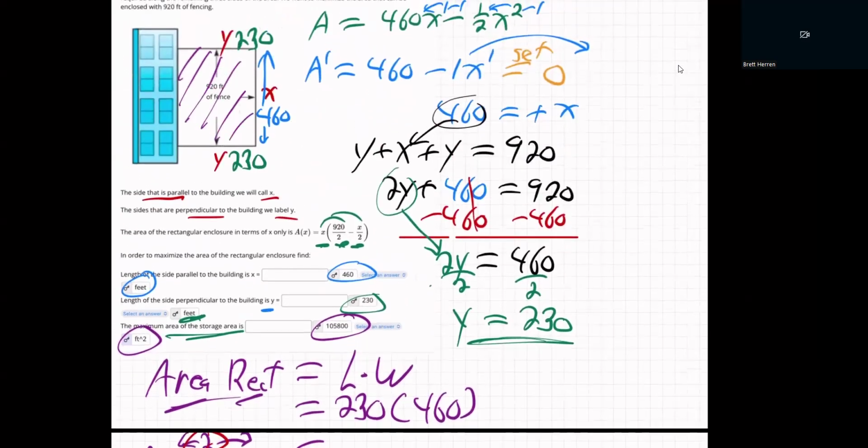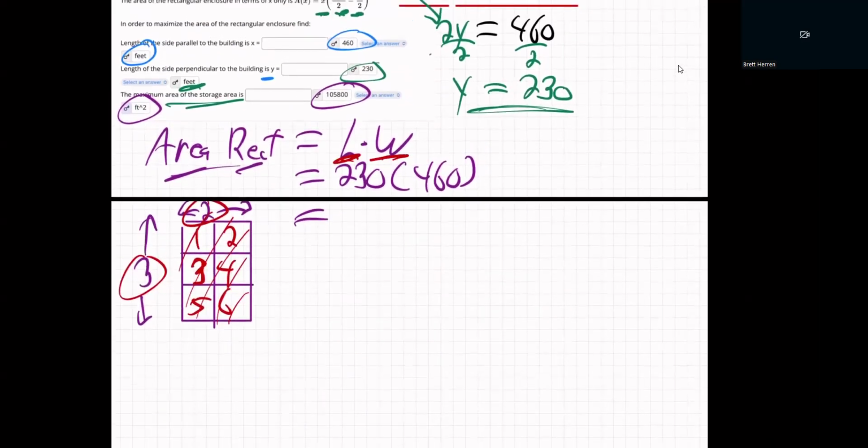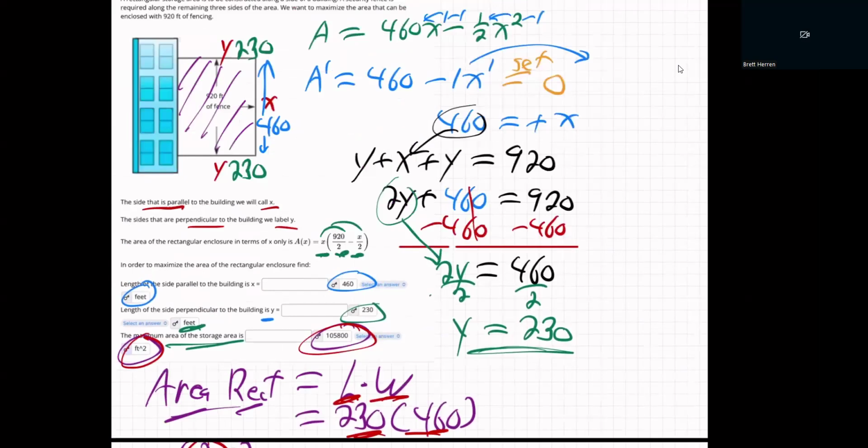So the area inside is just one side times the other. You might say, why don't we use the 230 twice? No, that's for area, we just use the length once. The area is the squares inside, just length once, width once, just multiply those and we get that. See how it's actually how many squares? That's why it's square feet.